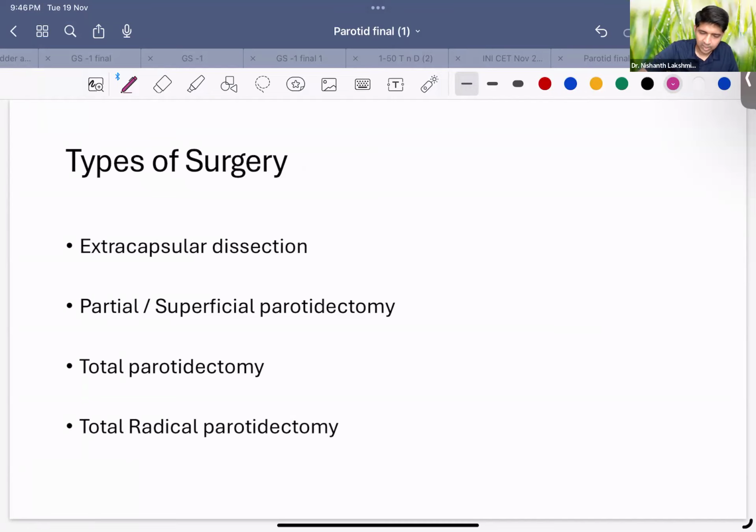So the types of excision, just like what sir was telling, the first one is extracapsular dissection. Basically here you do not isolate and look for the facial nerve like you do in a superficial parotidectomy. Your idea is to just remove a chunk of tissue. The only indication is benign tumors, that means straightforward benign tumors, which are anything apart from pleomorphic adenoma.